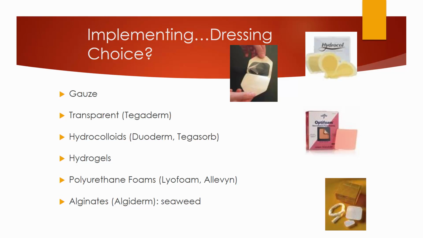Polyurethane foams like Liofoam or Allevyn, they absorb exudate, but they have to be taped or sealed. They don't have any adhesive built in. And then alginates like seaweed are put on, and they absorb up to 20 times their weight, and they require a second dressing over the top also. But when they get saturated with the patient's drainage, then they turn into a gel, and they come off pretty easy.